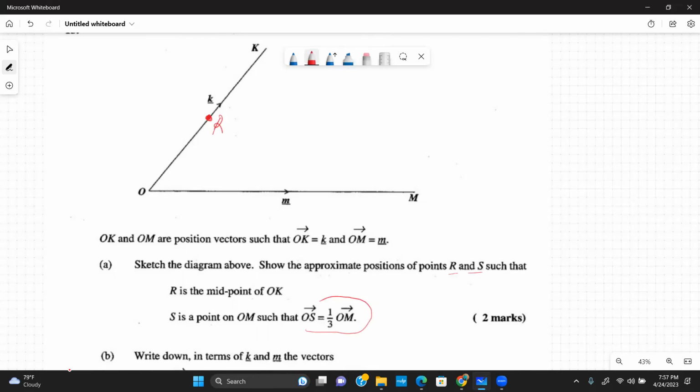OM. So I'm thinking if I put this in thirds, probably the third is right here, roughly. So this is S. Yeah, right there. Because basically they are saying, put S on it so that from O to S is 1/3 of OM. And we're seeing it's in thirds. See here, that's the other 2 pieces.